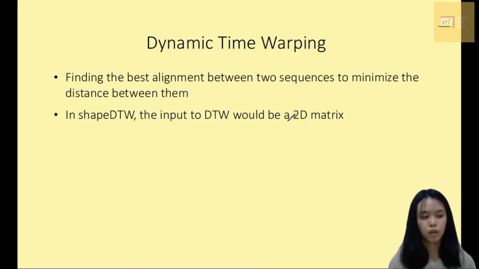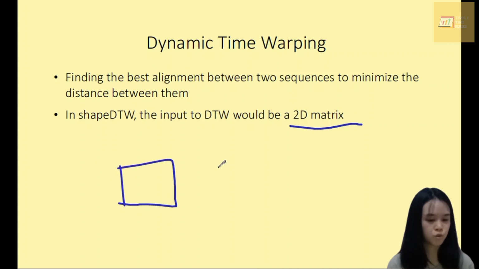Now, taking this 2D matrix, we will do dynamic time warping. Well, dynamic time warping, in short, is about finding the best alignment so that the sequence distance would be minimized. And as I just said, the input to DTW this time is a matrix of 2 dimensions. So, because we want to calculate the distance between two univariate time series, that means we would have 2 matrices.